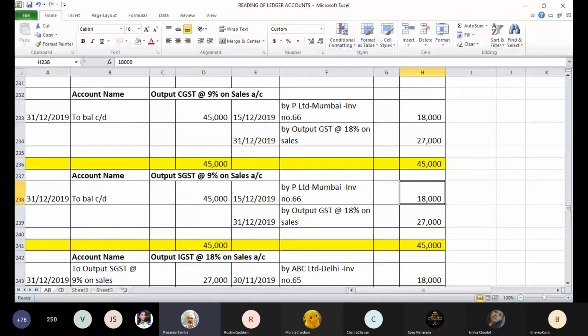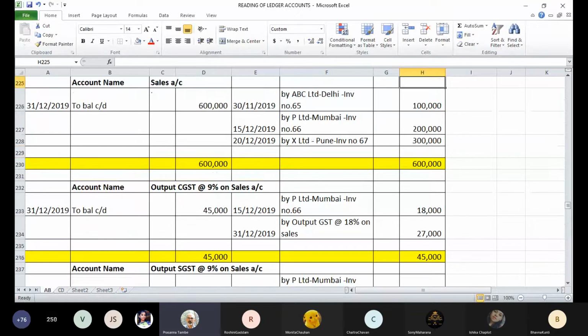Yes. Can we go to the next transaction? Yes, sir. Okay. Now let us go to the third transaction. 20th December, X Limited, Pune, invoice number 67, 3 lakh rupees.